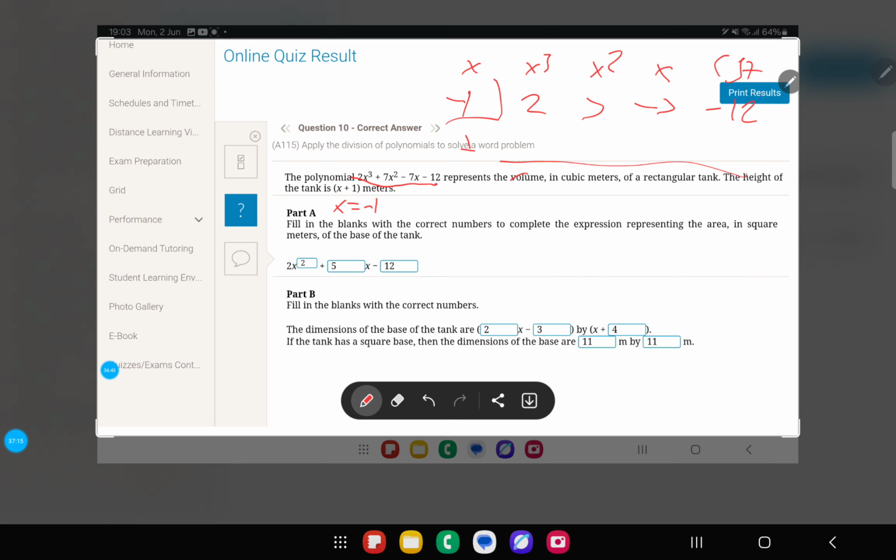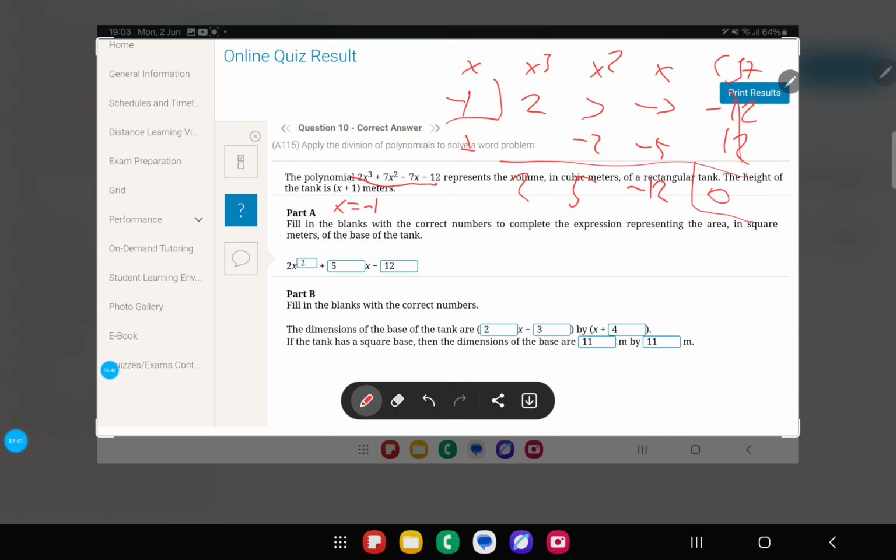Now let's add them up. We bring 2 down. 2 times negative 1 is negative 2. 7 minus 2 is 5. Now 5 times negative 1 is negative 5. Negative 7 plus negative 5 is going to be negative 12. And then negative 12 times negative 1 is 12. This cancels, becomes 0. The constant is 0.